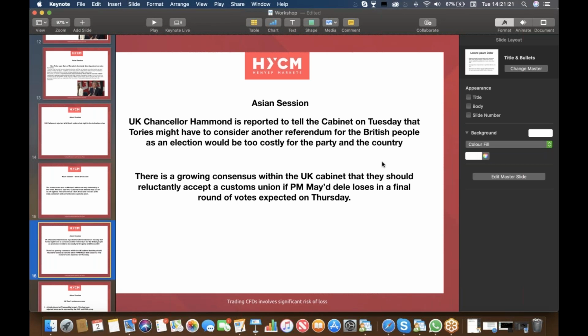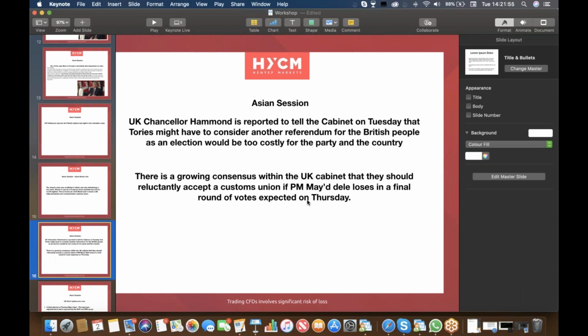And there's a growing consensus now within the UK Cabinet that they should reluctantly accept a customs union if PM May's deal loses in a final round of votes expected on Thursday. So in the backdrop, the UK Cabinet is saying, well, if we can't get Theresa May's deal accepted, then we should probably accept a customs union. Now, remember, a customs union is a soft Brexit, and that would be bullish for the pound. That's why the pound is still being gently bid.